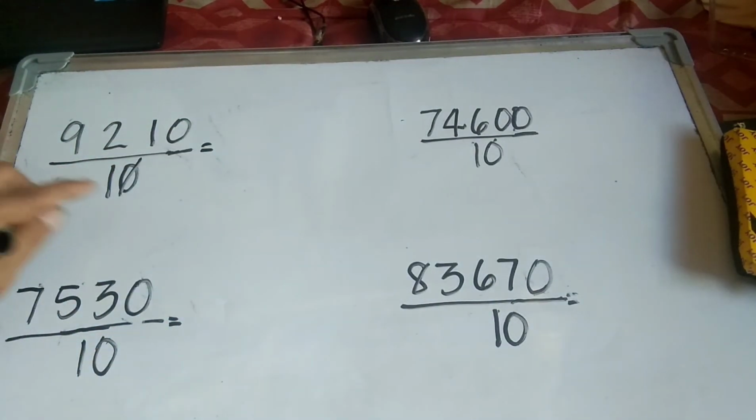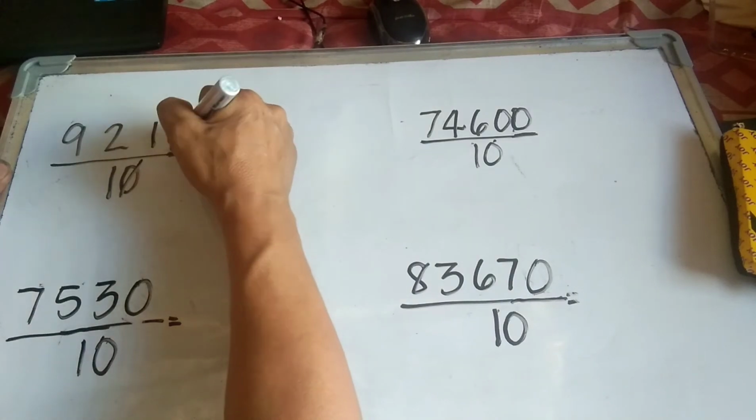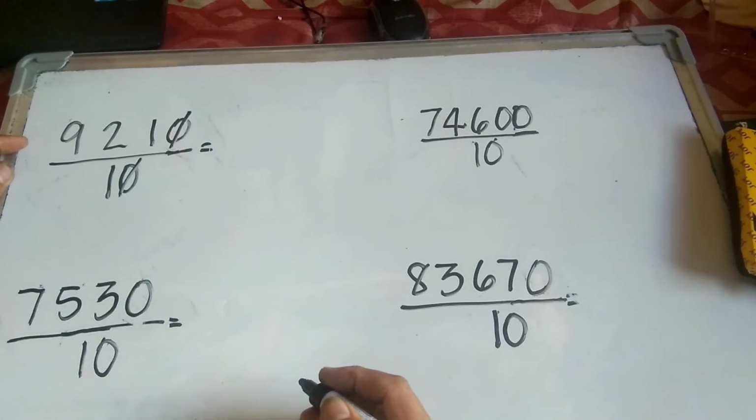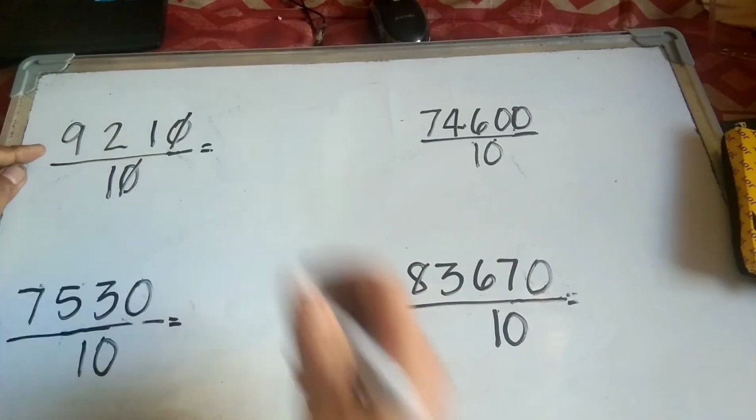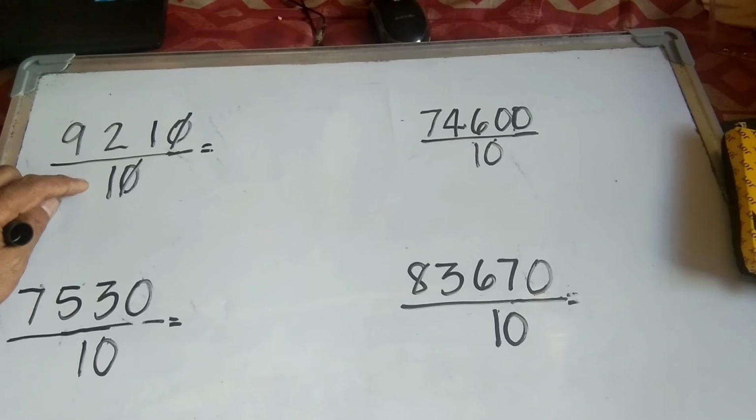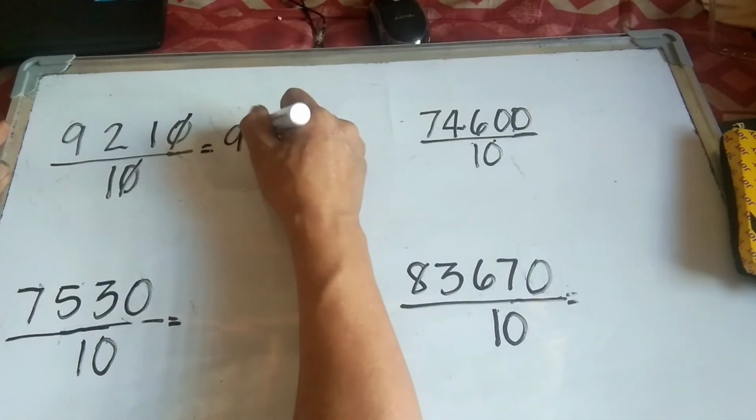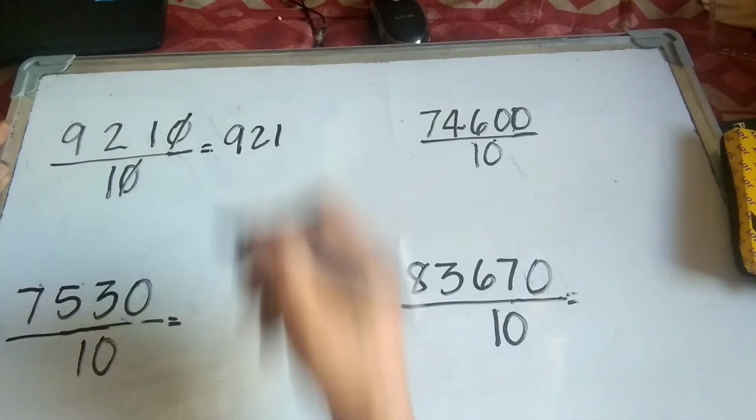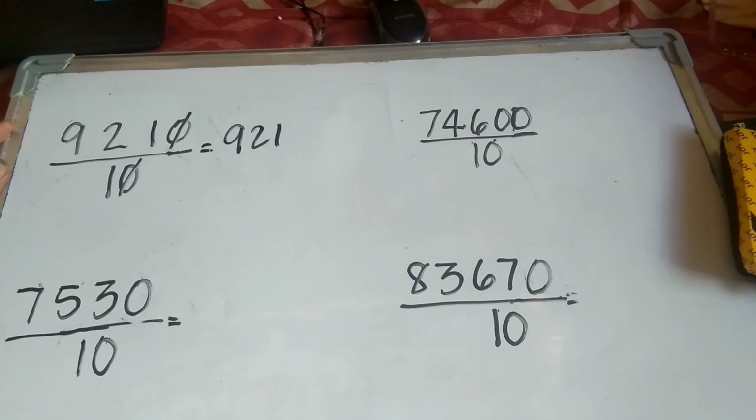Because there is 1 zero in your divisor, cancel also 1 zero in your dividend. So what is left is 921 over 1. And when a number is divided by 1, the answer will still be the same. Any number divided by 1 will still be the same. So 921. So very easy, very simple. Okay, no need of dividing 9,210 by 10. This is the shortcut way of dividing.